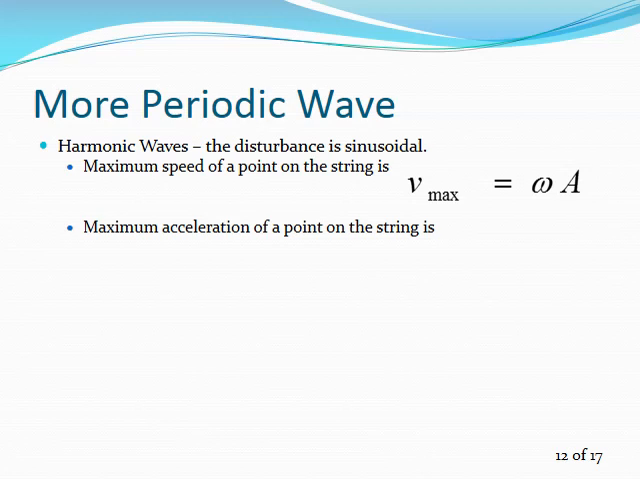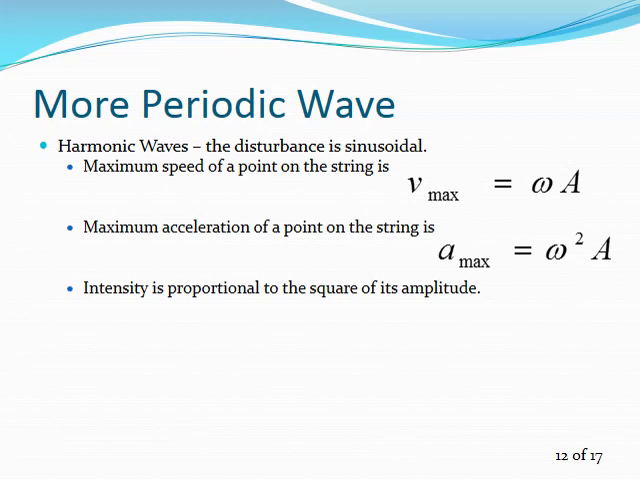I can also predict the maximum acceleration of a point on the string. And that's, again, just like simple harmonic motion. It is the angular frequency squared times the amplitude. Now, you can calculate the intensity of these waves because the intensity is proportional to their amplitude. So it gives us a way of coming up with a ratio problem if you need to figure out the intensity of the wave, and you don't know the area it's passing through or its power.